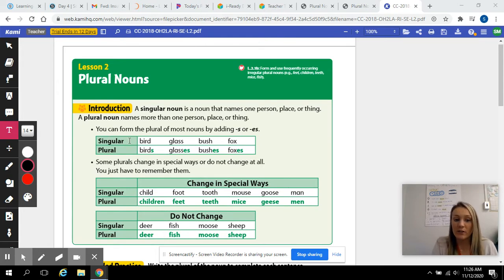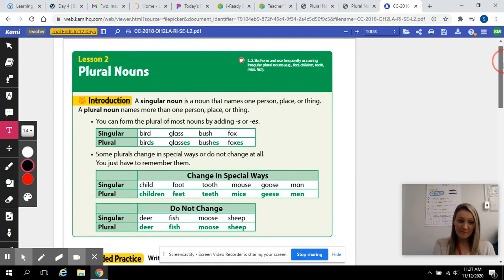So singular would be bird. To make it plural, to say there's more than one bird, you would just add an S and it would say birds. Glass. Okay, to say there's more than one glass, you would add ES and it'd be glasses, okay? Bush, to make it plural, add ES, bushes. Fox, to make it plural, add ES, foxes, okay?